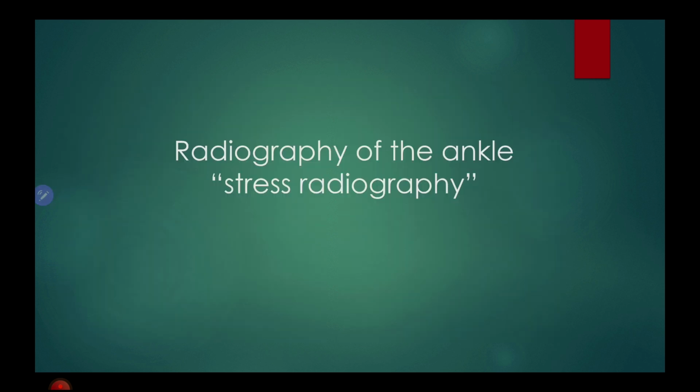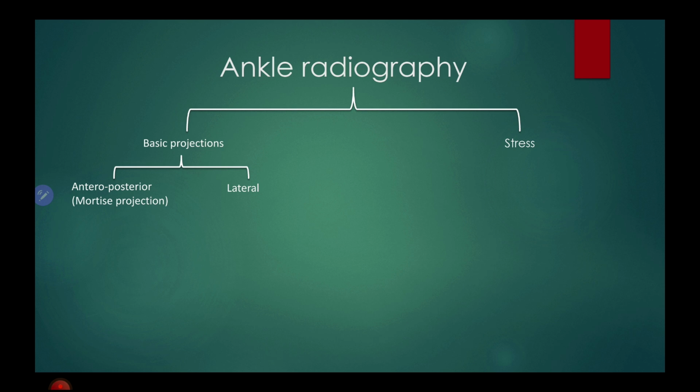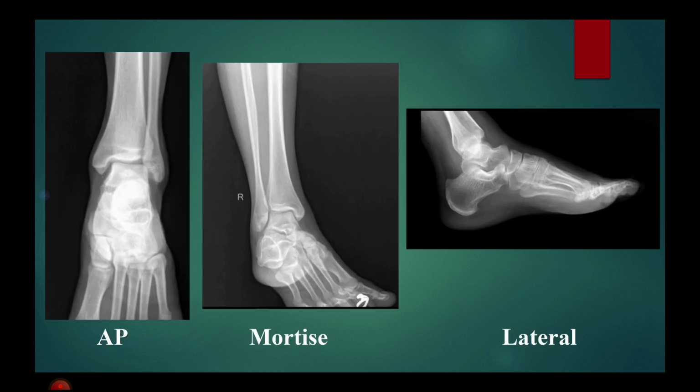Now coming to the imaging evaluation of the ankle joint. First we'll talk about the radiography with a special focus on the stress radiography. When we talk about ankle radiography, we have two types of projections, basic projections and stress radiographs. In basic projections, we have the anteroposterior view, especially the mortise projection, and second is the lateral view. In stress radiograph, we will talk about both lateral stress radiograph and medial stress radiograph. So this is the AP radiograph of the ankle, this is the mortise projection, and this is the lateral projection.